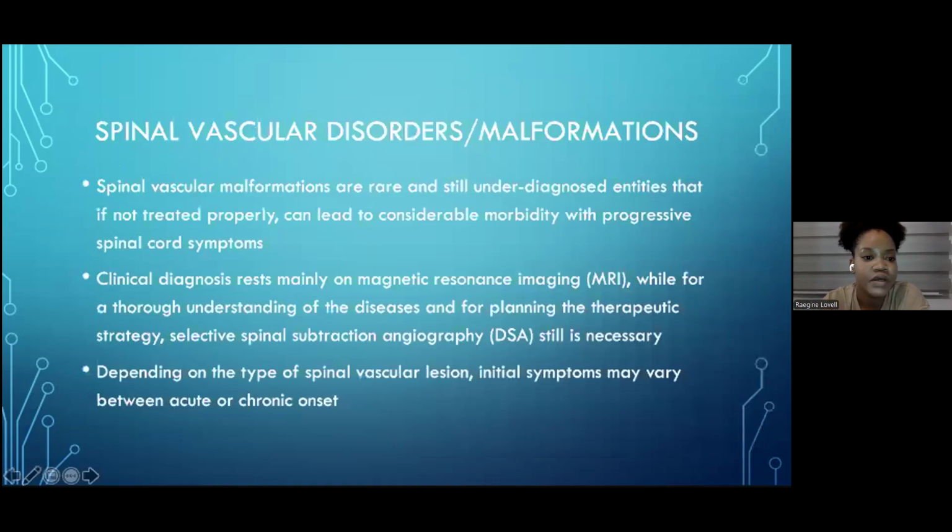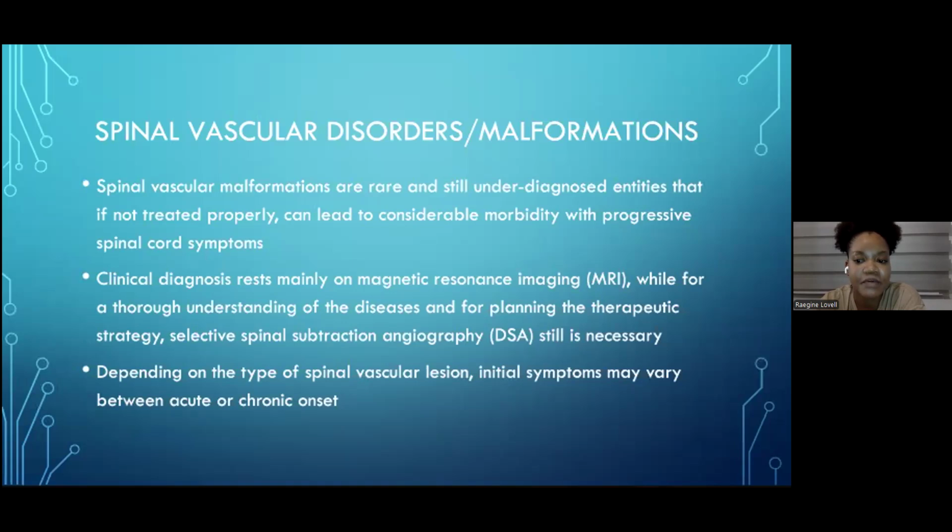So now we can get into the spinal vascular disorders or malformations, which are rare and still very underdiagnosed entities. If not treated properly, they can lead to considerable morbidity and progressive spinal cord symptoms. The clinical diagnosis rests mainly on MRI, but for a thorough understanding of the disease, as well as for planning of therapeutic strategies, DSA, digital subtraction angiography, is still necessary.